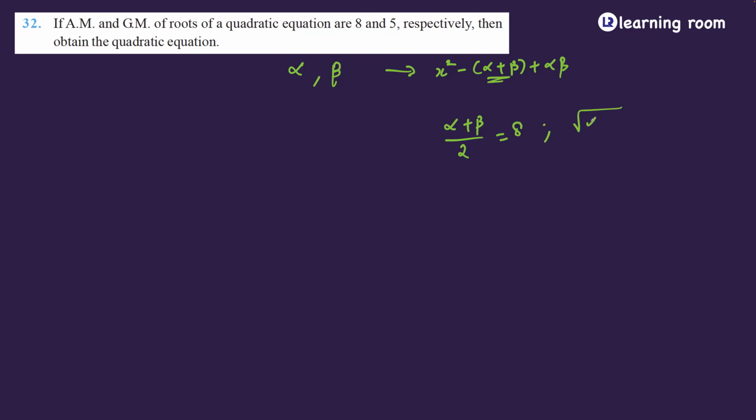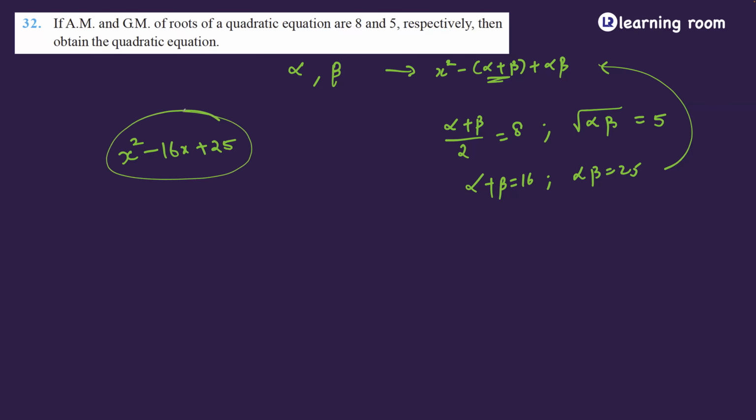What is the geometric mean of the roots? 5. So alpha plus beta is 16, and alpha beta is 25. Take these values and substitute them here. What is the answer? x square minus 16x plus 25. That's the answer. Check the answer once. So x square minus 16x plus 25. Correct?